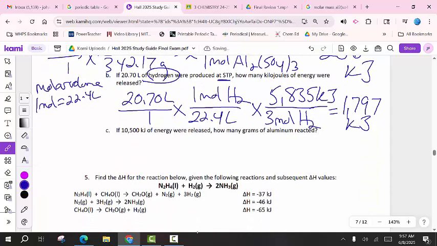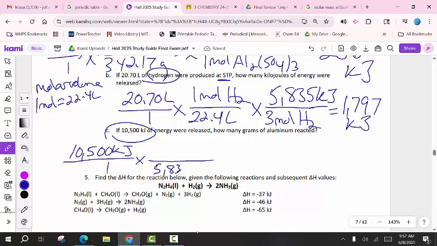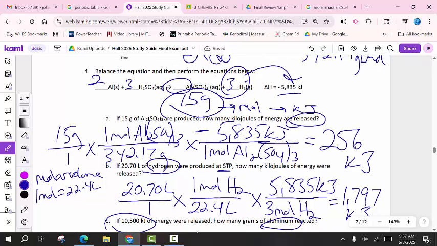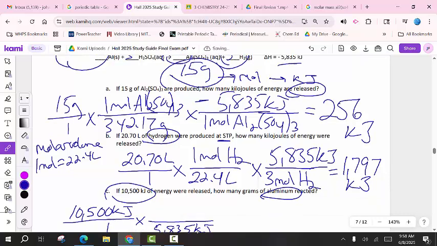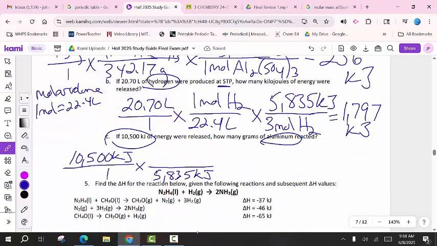All right, we have one more problem with this section. Now we're starting with kilojoules, so let's start with writing that 10,500 kilojoules and put that over 1. So that means we can go ahead and use that 5,835 value first, because that is also in kilojoules. And then we want to look to what we're going to. So the question's asking for the aluminum. So we go back up into the reaction and we look at the coefficient that aluminum has in front of it. And that's what that makes that equal to. That delta H value is when 2 moles of aluminum reacts.